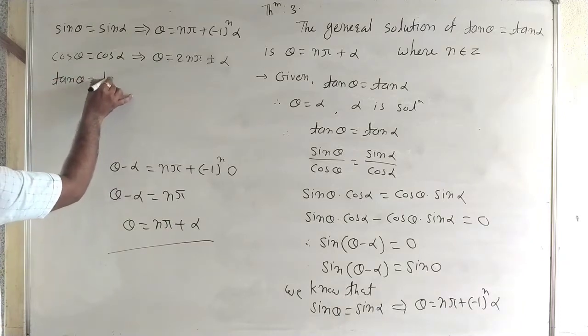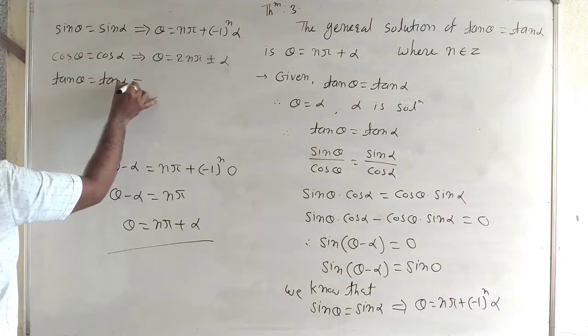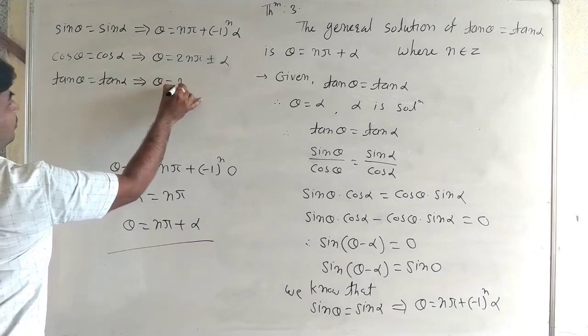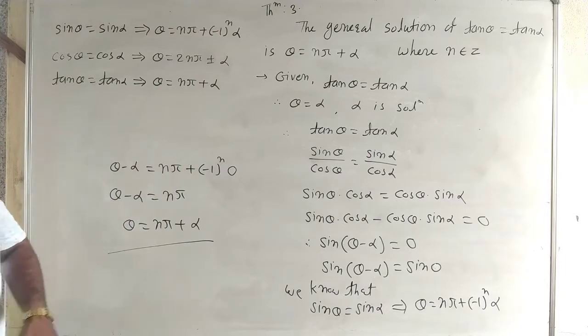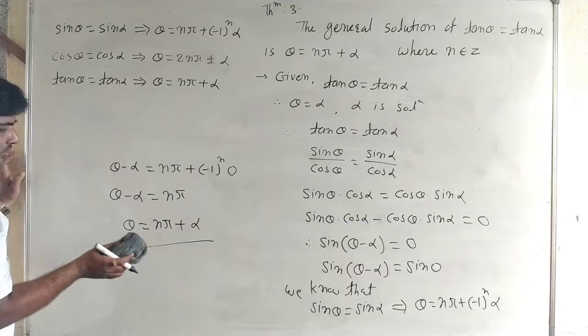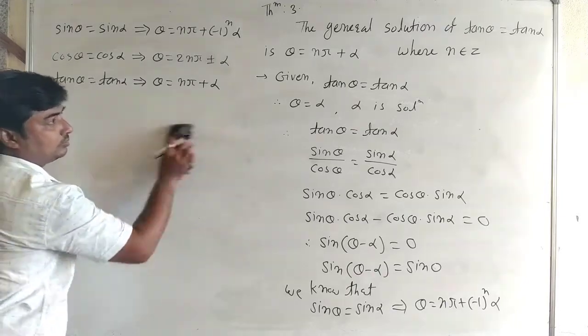Tan theta is equal to tan alpha. This gives theta is equal to n pi plus alpha. It is a solution for tan theta is equal to tan alpha. Theta is equal to n pi plus alpha. Okay, here we can erase it here.